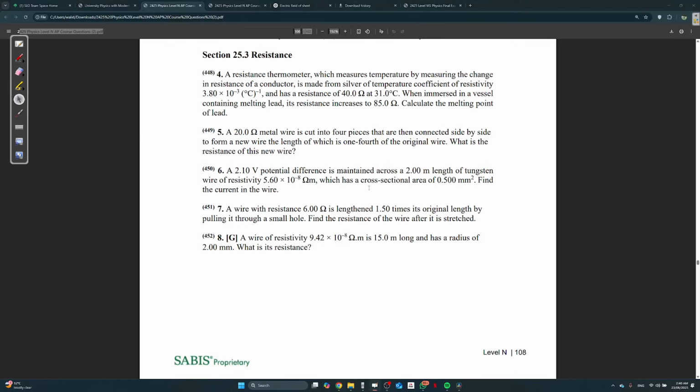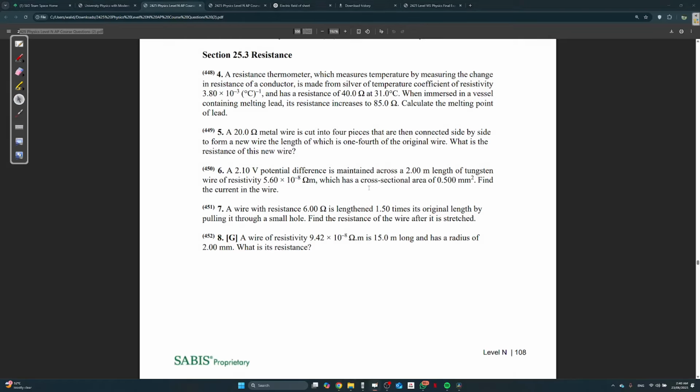Okay, you should get 9.38 amperes. That's what we did now. Question 7. A wire with resistance 6 is lengthened 1.5 times by pulling it through a small hole. Find the resistance of the wire after it's stretched. Now, the ideal way is to just multiply by 1.5, but that's wrong. If you see this in your exam, to make your life easier, just multiply by 1.5 squared.